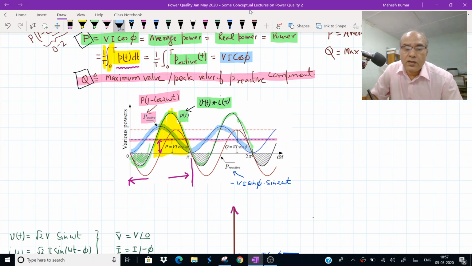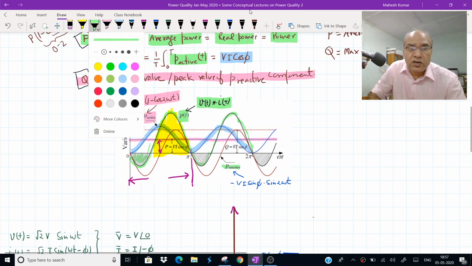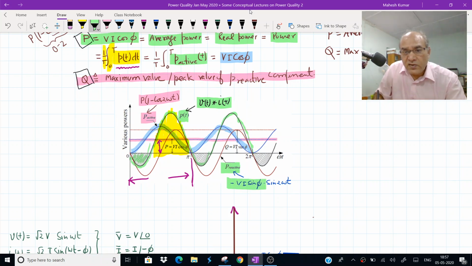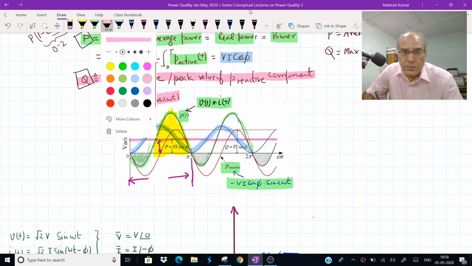And so on. What is P reactive? P reactive is minus VI sin phi into sin 2 omega t. So this is the P reactive here. This is the P reactive. Okay. So P reactive is the product of, here, minus VI sin phi sin 2 omega t. Okay. So this is shown by this color here. This is the P reactive, so I'll put it here. This is the P reactive.